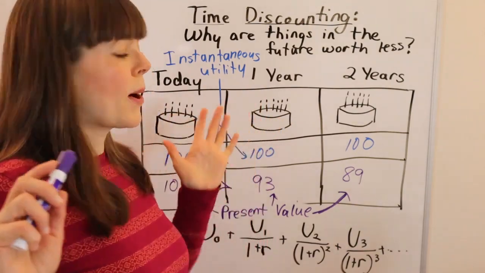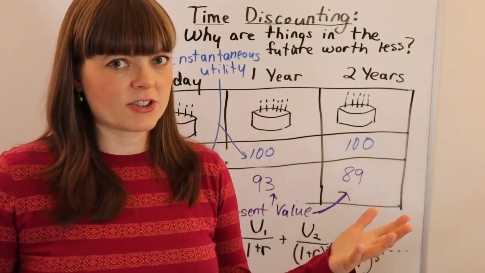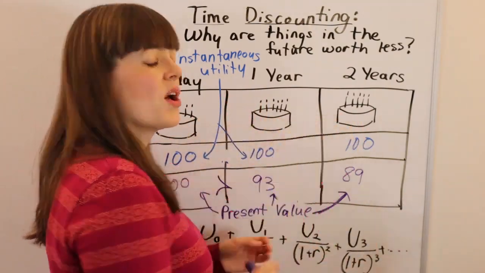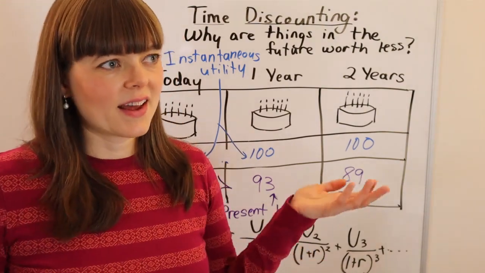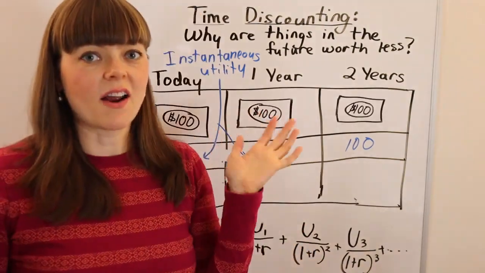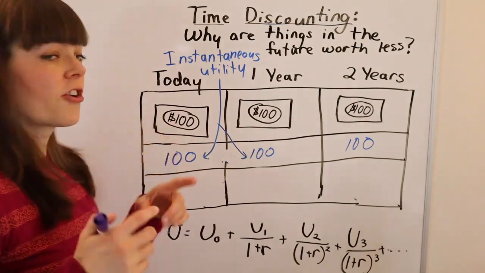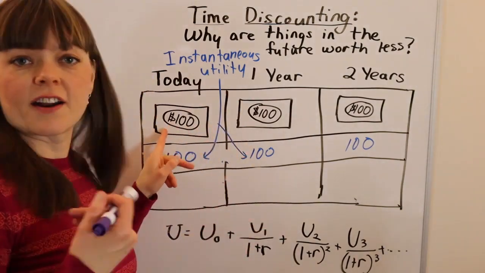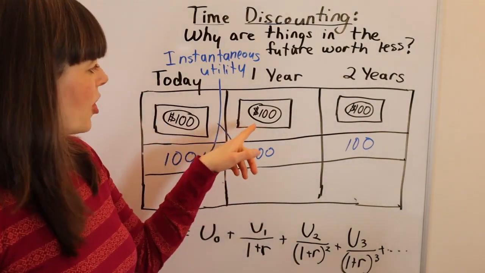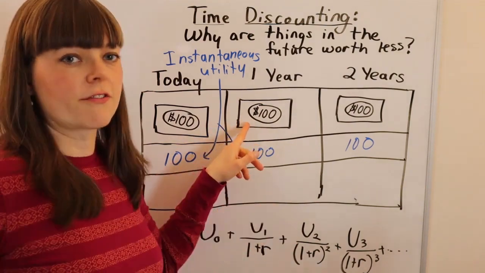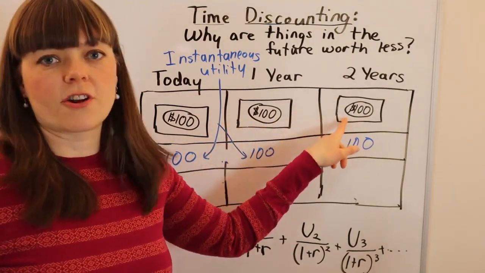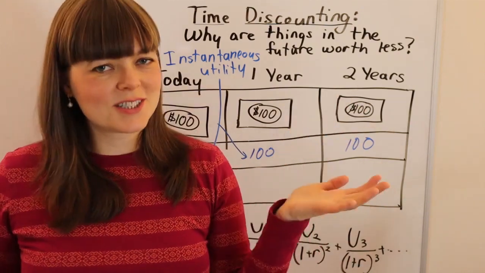Alright, so what about money? Is there anything different in the picture if instead of looking at cakes, we were looking at money? And yes, there is. Now we're imagining the scenarios. You're given three options. You could get a $100 bill right now, you could get a $100 bill a year into the future, or you could get a $100 bill 2 years from now. And which do you choose?